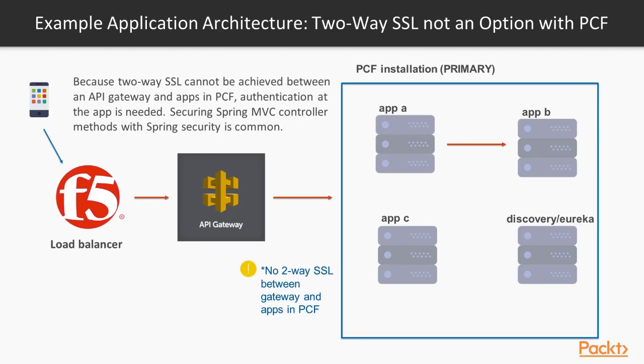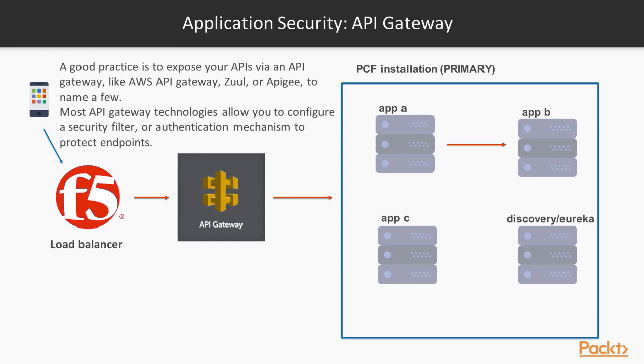Because two-way SSL cannot be achieved between an API gateway and apps in PCF, authentication at the app is needed. Securing Spring MVC controller methods with Spring Security is common. Okay, remember that. Next, application security at the API gateway.